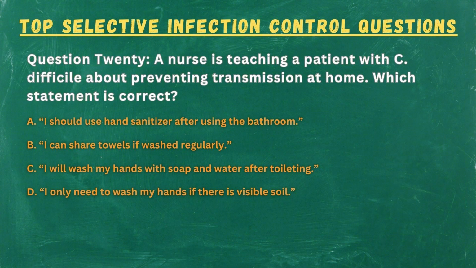Question 20. A nurse is teaching a patient with C. difficile about preventing transmission at home. Which statement is correct? A. I should use hand sanitizer after using the bathroom. B. I can share towels if washed regularly. C. I will wash my hands with soap and water after toileting. D. I only need to wash my hands if there is visible soil.